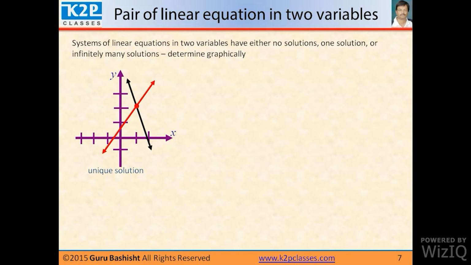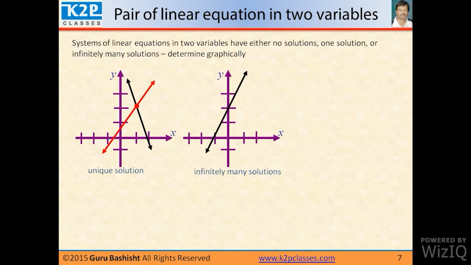A system of equations with at least one solution is called consistent. A system with no solution is inconsistent.